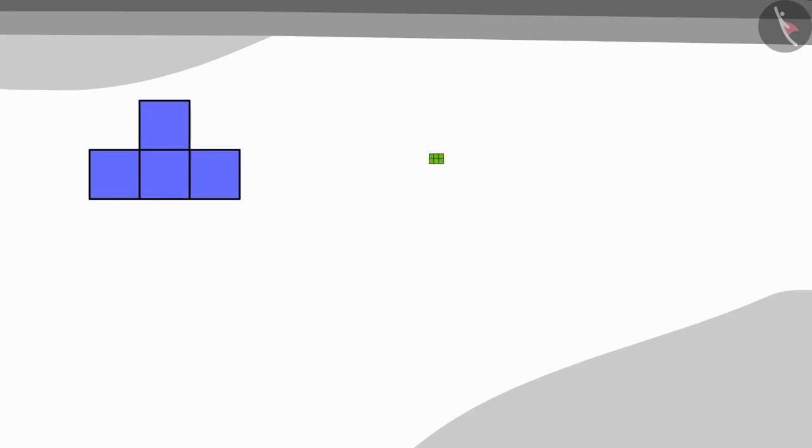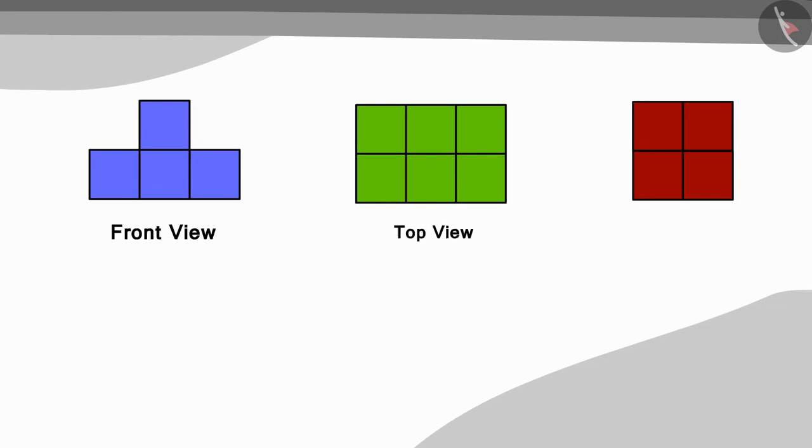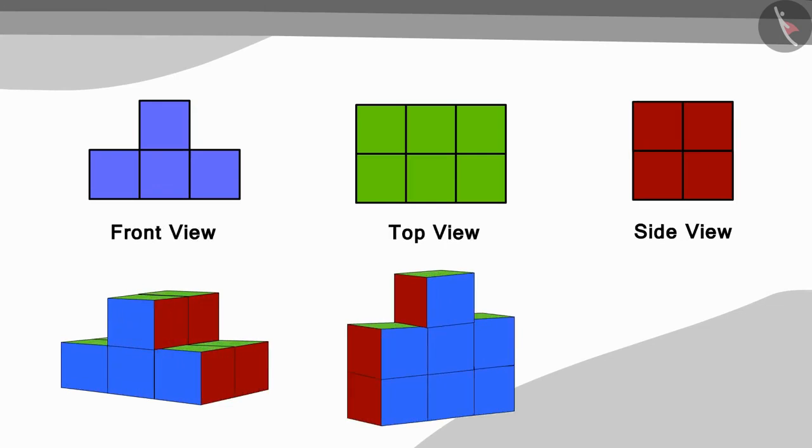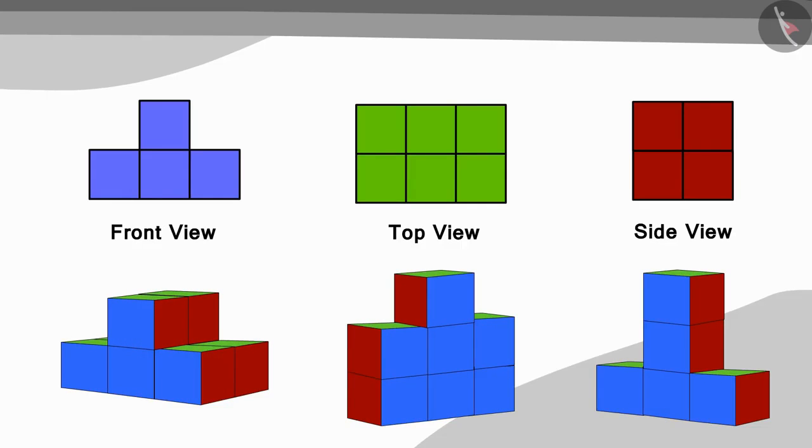Here are pictures made by looking at the front, top and side views of a second model. Can you, along with your friends, try and find which model was observed to make these pictures? Try to find the answer.